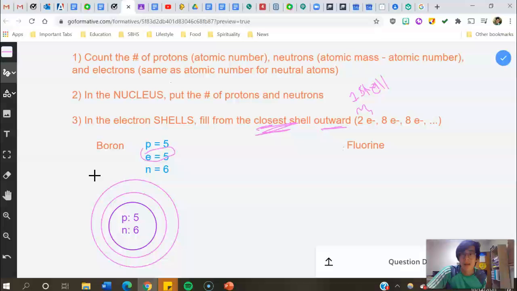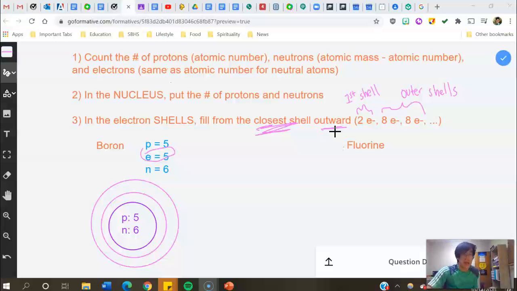Okay, so first, let me go back. All right, that's better. The first shell can only hold 2 electrons, all right? But all the other outer shells after the first one can hold up to 8 per shell, okay? After the first shell, the outer shells can hold up to 8 electrons per shell.